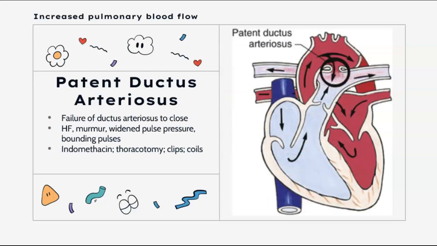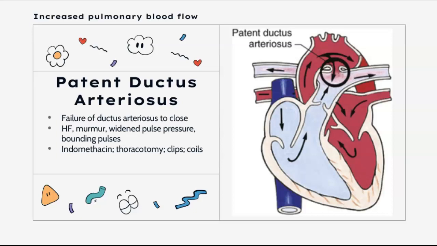Patent ductus arteriosus is failure of the ductus arteriosus to close within the first weeks of life. Blood continues to flow from the aorta, which contains oxygenated blood, to the pulmonary artery, which contains deoxygenated blood. The excess blood is recirculated through the lungs and backs up into the left side of the heart, leading to an increased workload of the heart and pulmonary congestion.